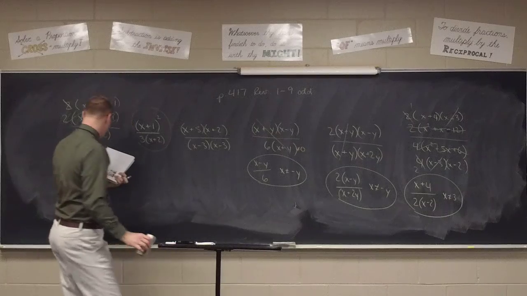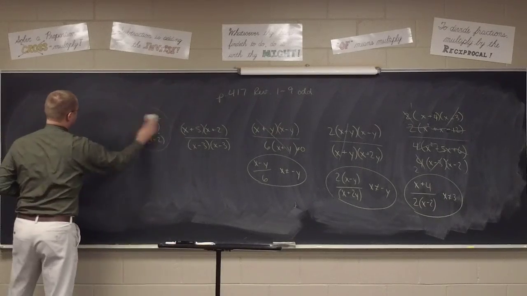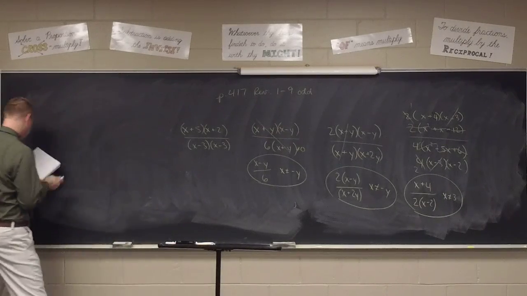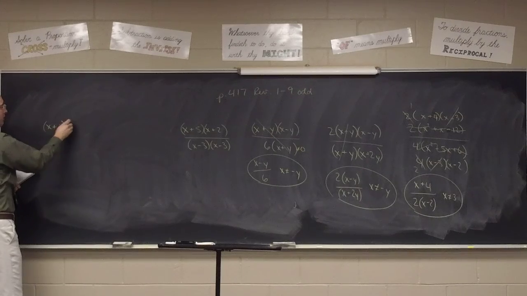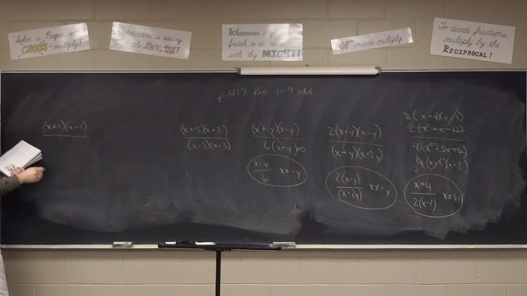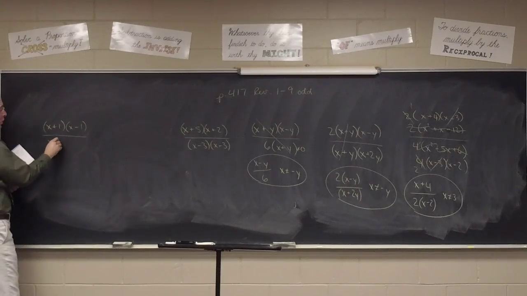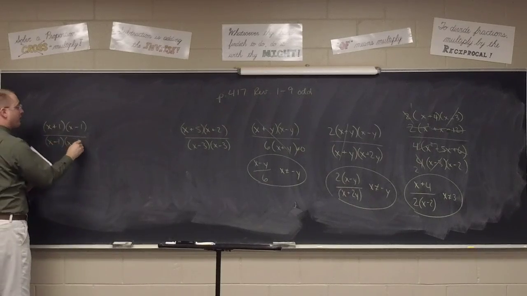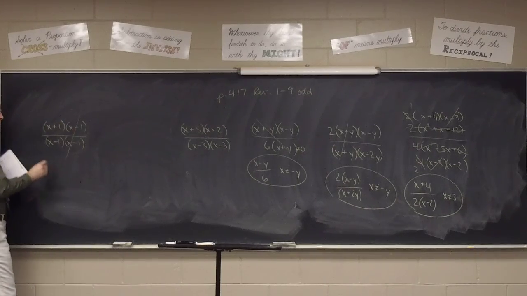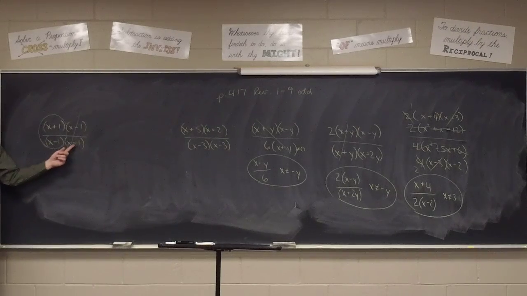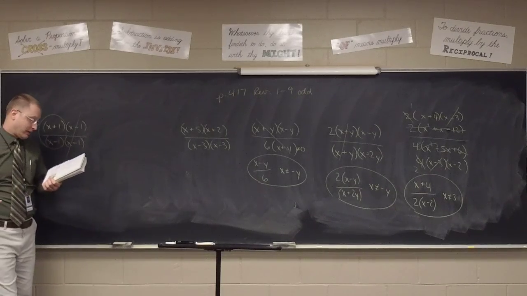Number 27, the numerator just factors into x plus 1, x minus 1. The denominator factors into x negative 1 quantity squared, or better yet, x negative 1, x negative 1. These cancel away. There's your answer. I could say x minus 1 can't be 0, but I've still got an x minus 1 here that can't be 0, so I don't actually have to specify any values like that.